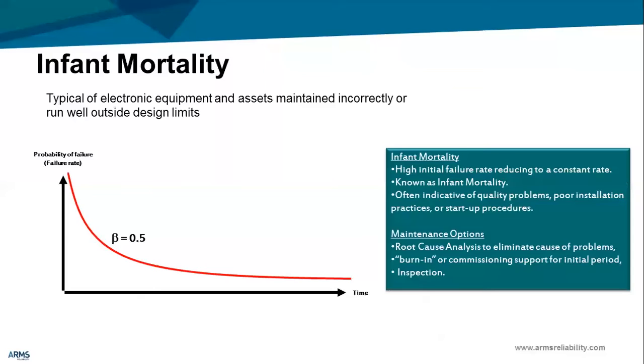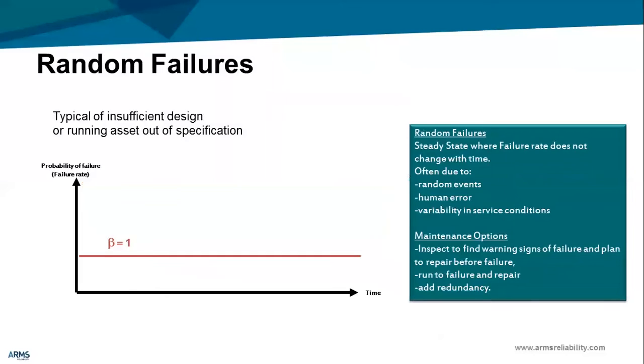But this is a failure mode that we need to consider and identify, because it is important that we don't select the wrong maintenance tasks. Now, the second behavior that we're going to look at is when we have those random failures.